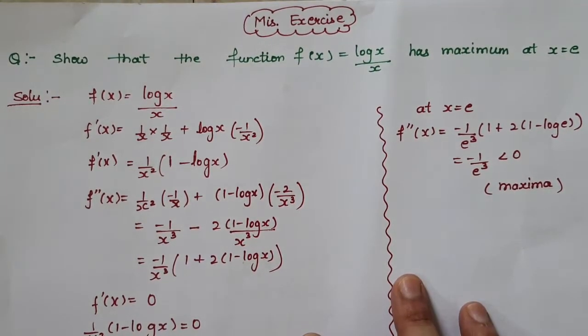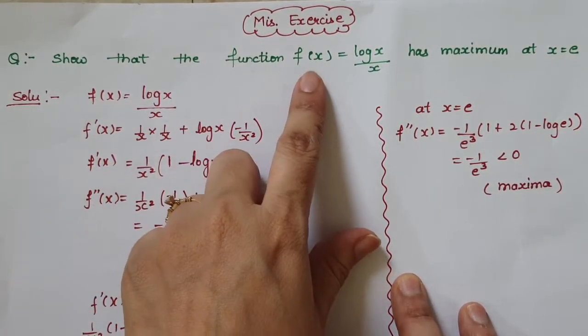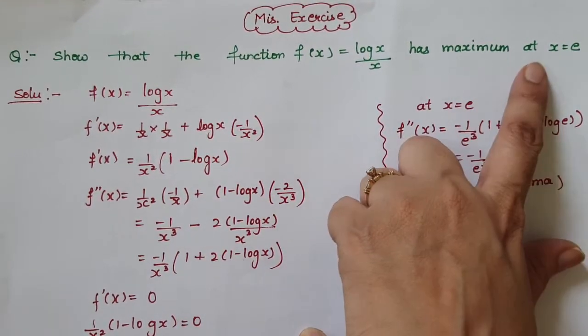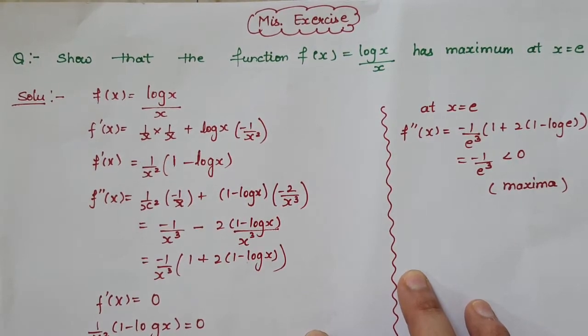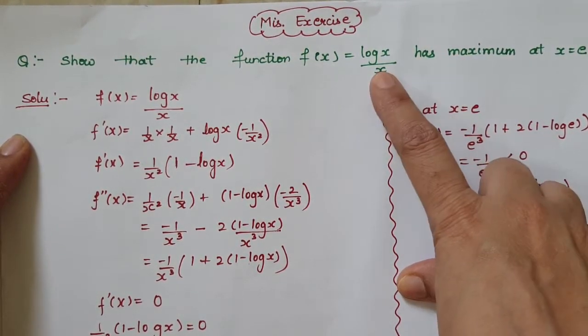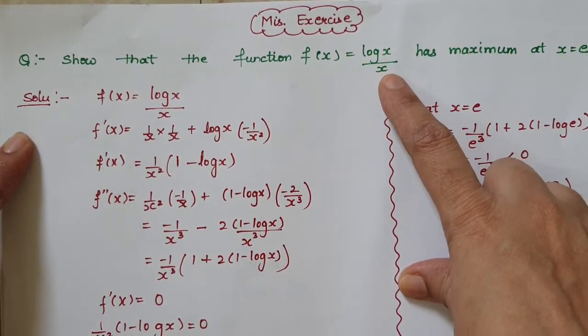Now let us begin with miscellaneous exercise questions. The first question which I am taking is, you have to show that the function f of x is equal to log x divided by x has maximum value at x equal to e. Okay. So again, if I have to maximize this value, I have to apply my second order derivative test on this. So let us start with this.